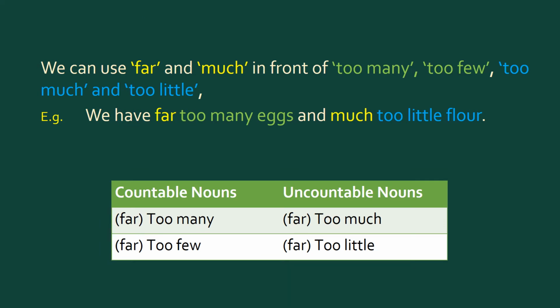We can use far and much in front of too many, too few, too much, and too little. For example, we have far too many eggs and much too little flour. For countable nouns, we say far too many or far too few. For uncountable nouns, we say far too much or far too little.